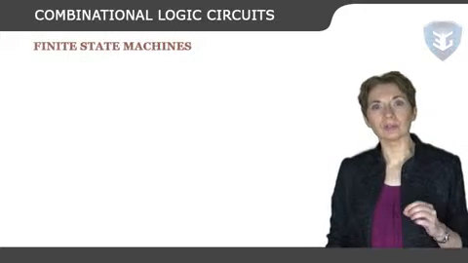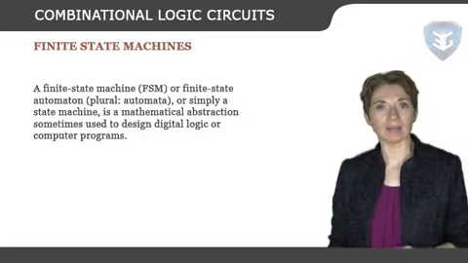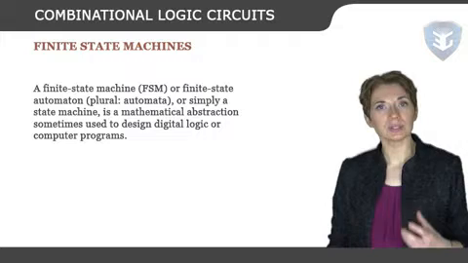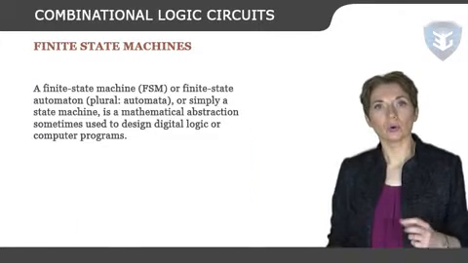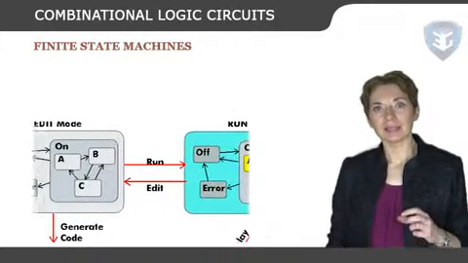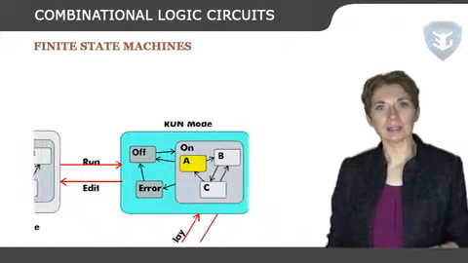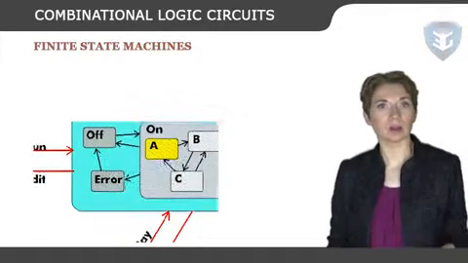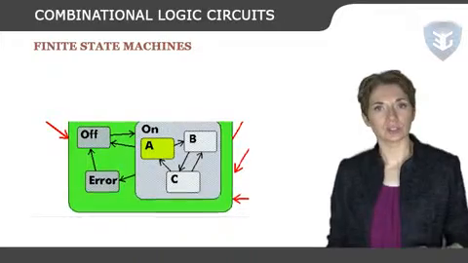Let's now learn about finite state machines. A finite state machine, or FSM, or finite state automaton, plural automata, or simply a state machine, is a mathematical abstraction sometimes used to design digital logic or computer programs. It is a behavioral model composed of a finite number of states, transitions between those states, and actions, similar to a flow graph in which one can inspect the way logic runs when certain conditions are met.